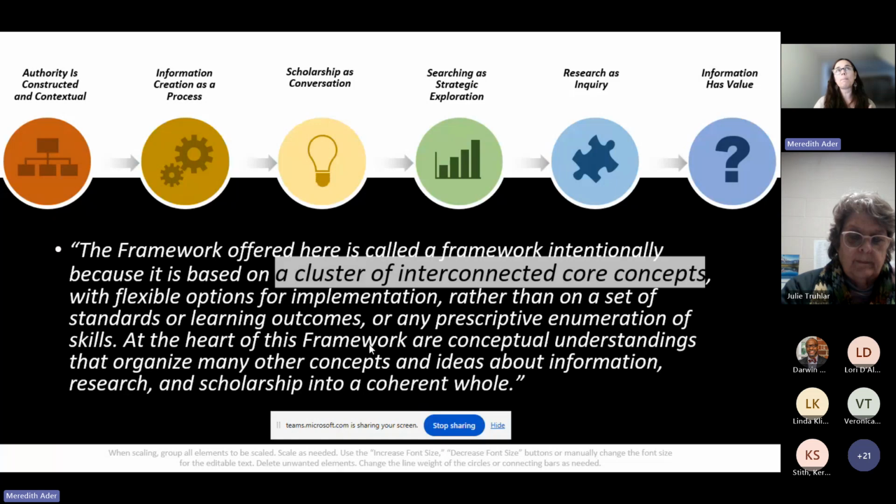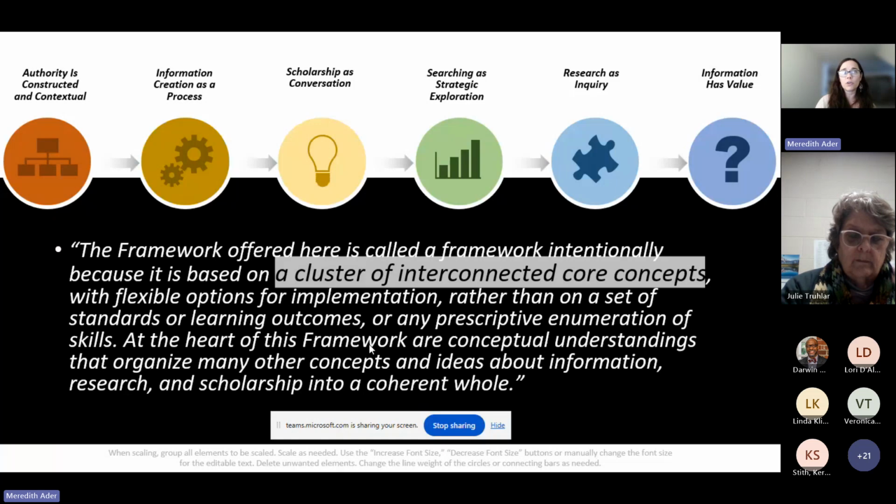I will say though, the framework is extremely wordy. It is written on a really academic level. What I mean by that is that it's really hard to remember what each of the 6 frames are. I find their titles to be forgettable, unfortunately. But I do want you to hear what they are.